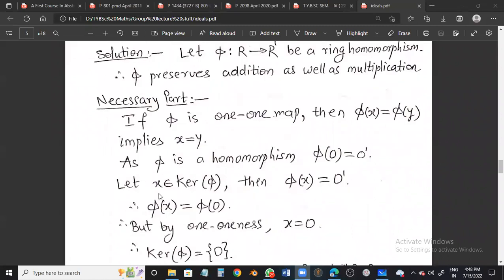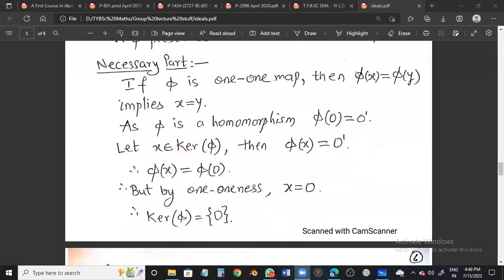Okay. So x belonging to the kernel of phi will mean that phi of x is 0 dash. But already you have stated that phi of 0 is 0 dash. Now you are assuming phi of x equal to 0 dash. 0 dash is the same, so we will equate them: phi of x equal to phi of 0. But you said phi is 1-1. Whenever images are equal, the pre-images are also equal. That will mean that x equal to 0. So whenever you start with x belonging to the kernel of phi, you will be getting x equal to 0 only. Means the kernel contains only singleton 0.